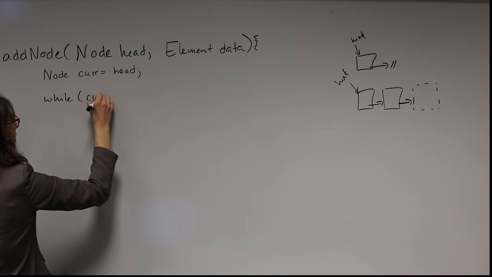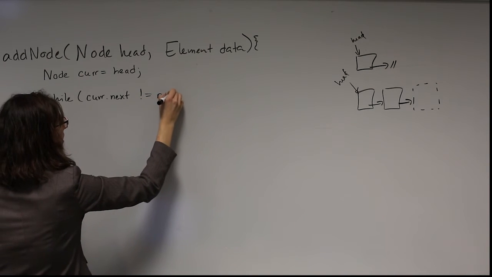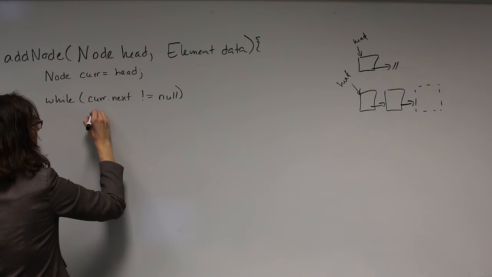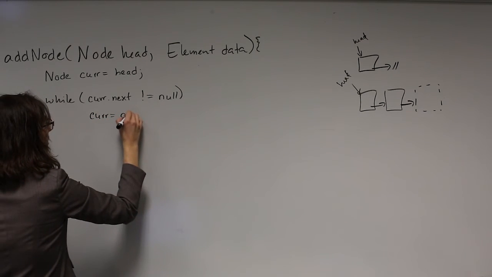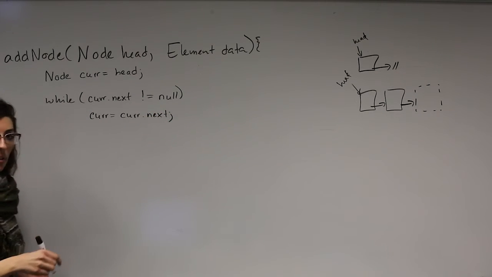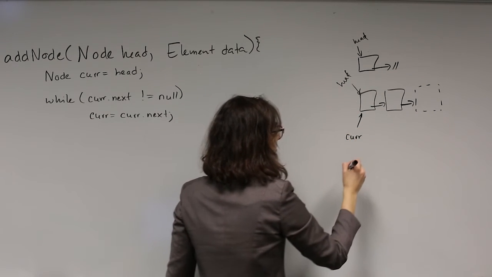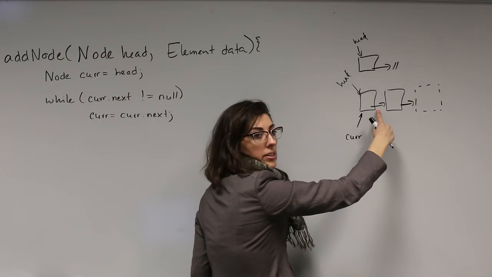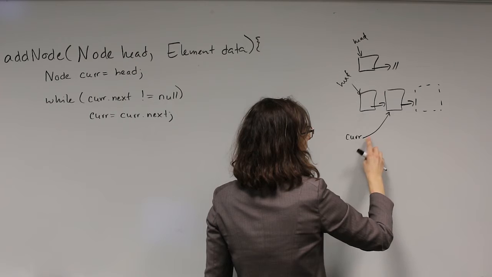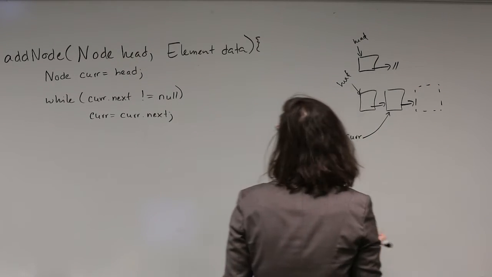While the next node is not null, move it forward. So initially current is equal to the head. Is the next one of current null? No. So I move current forward here. Is the next one of current null, or was it originally? Yes, so I leave it there, which is what I want to have happen.